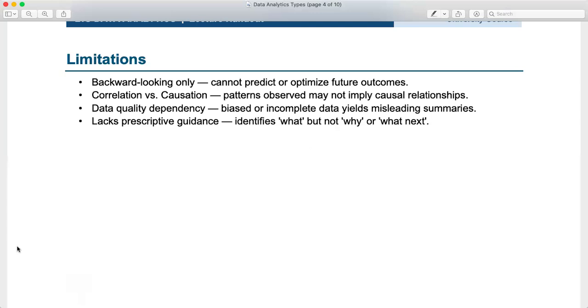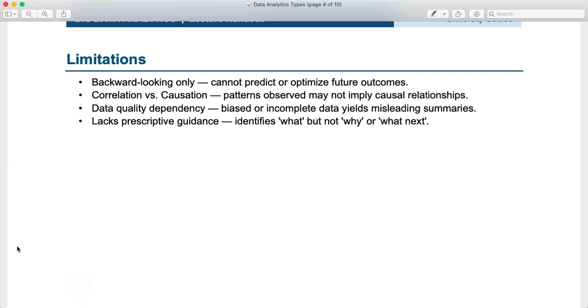Then, correlation versus causation. A pattern observed may not imply a causal relationship. We can see the relationship between two or more variables, but it is very hard to determine the causal effect, that means which event or which variable has caused which other variable.